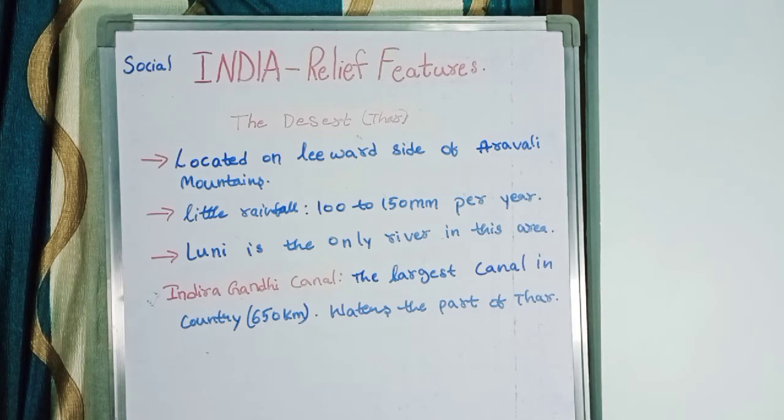There is the Indira Gandhi Canal. It is the largest canal in the country, which is 650 kilometers long. It waters a part of the Thar Desert. Several hectares of desert land have been brought under cultivation by this canal. The Indira Gandhi Canal got its name from Indira Gandhi.